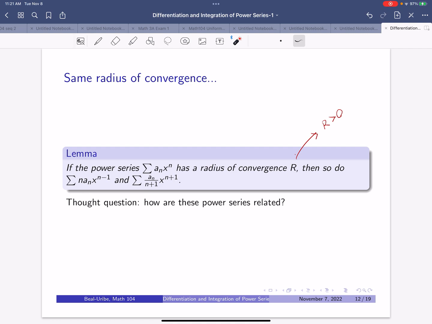So one note that I would like to point out is that we need r to be positive. Do you know why we need r to be positive? What's wrong with r being equal to 0?